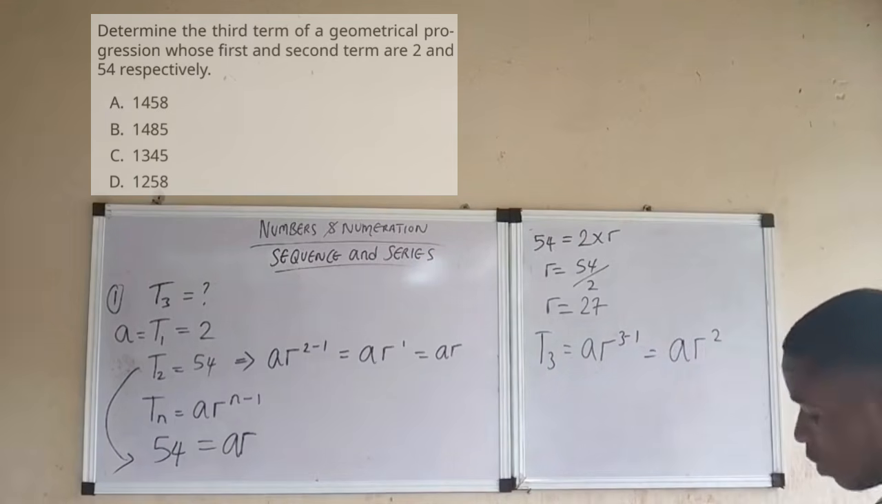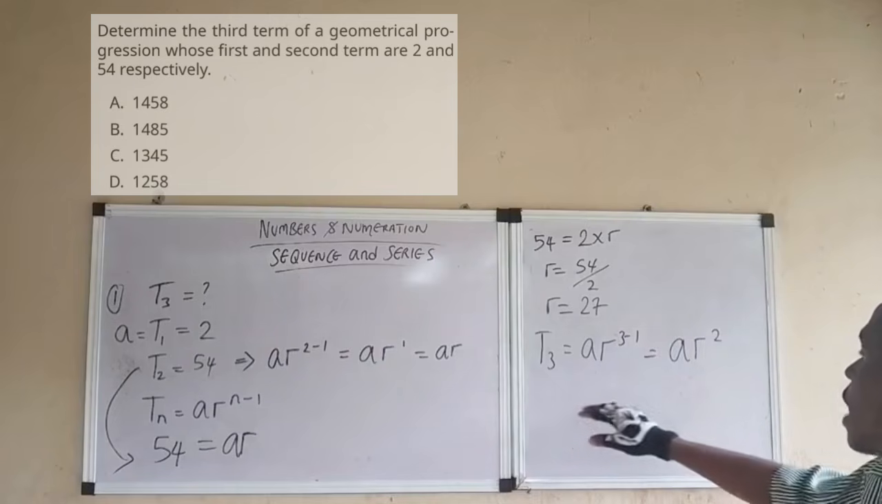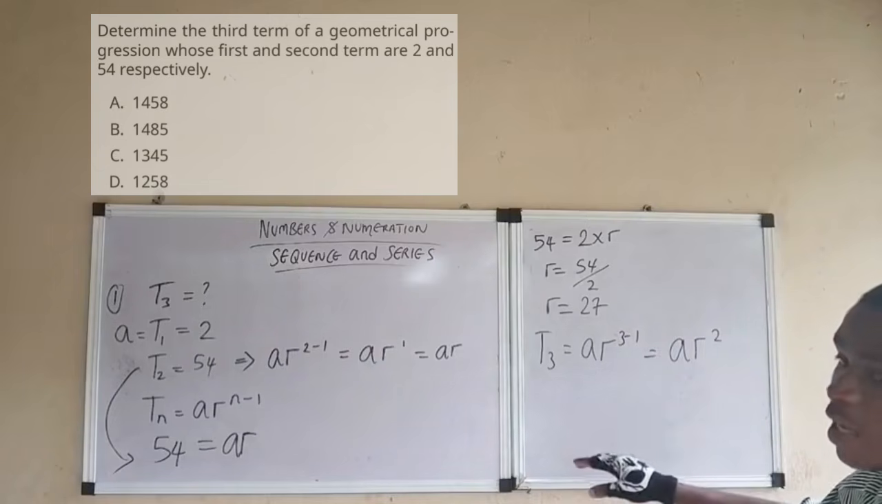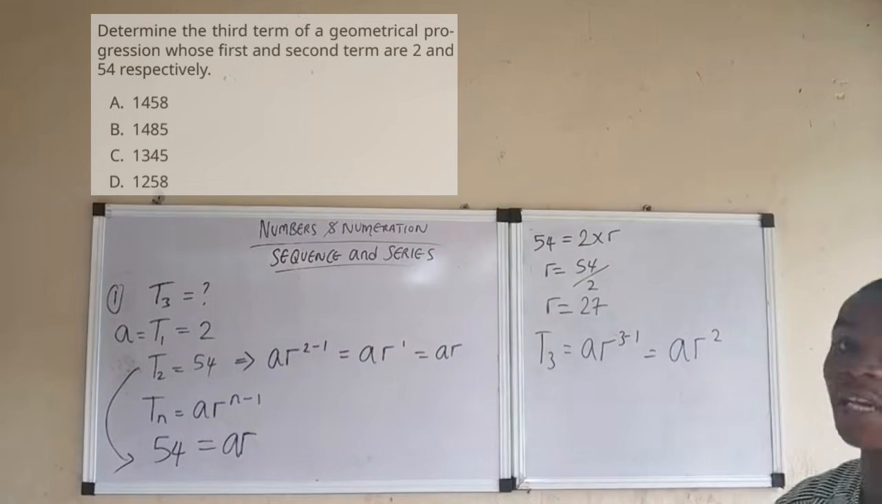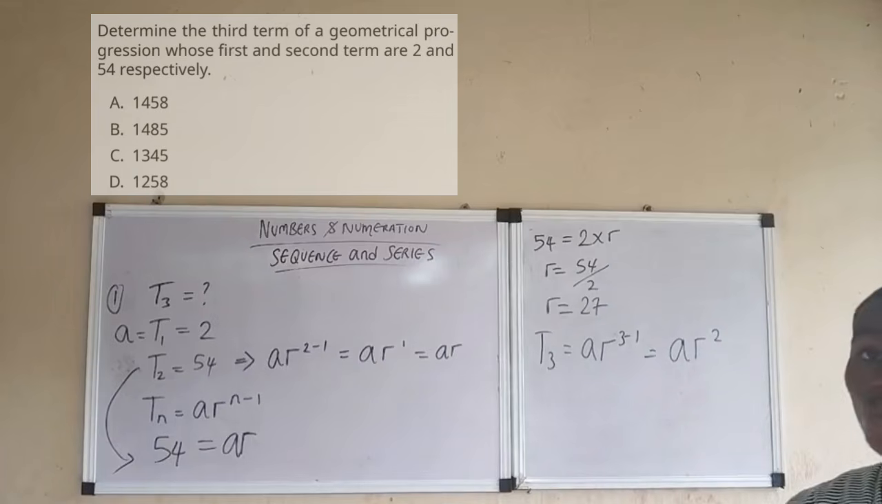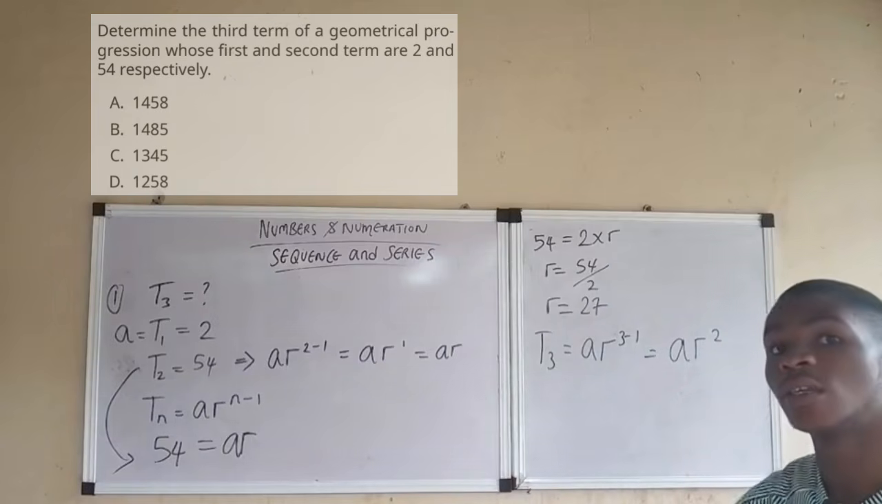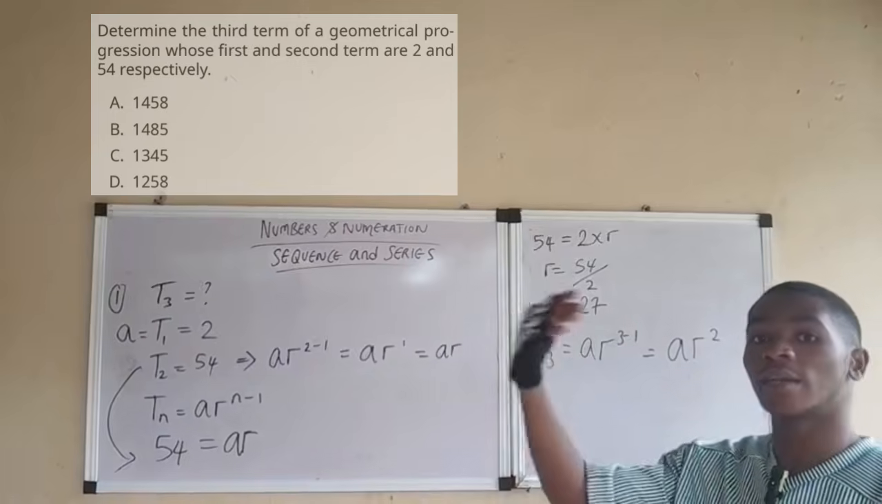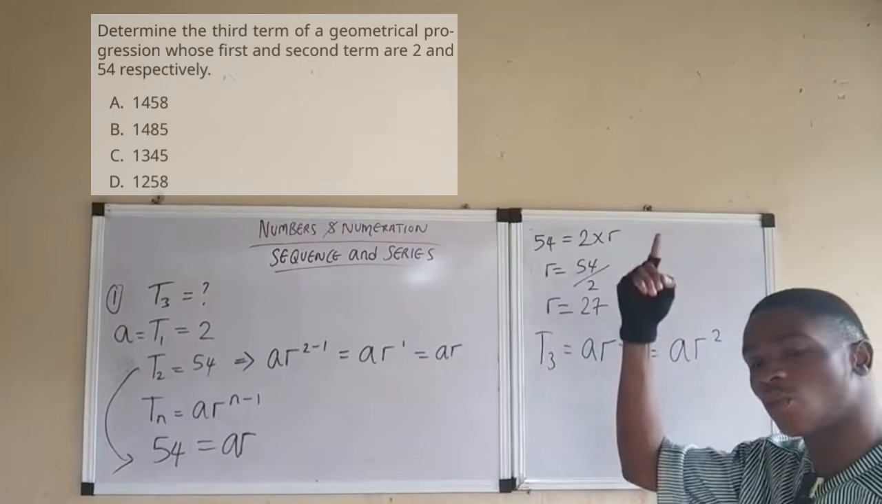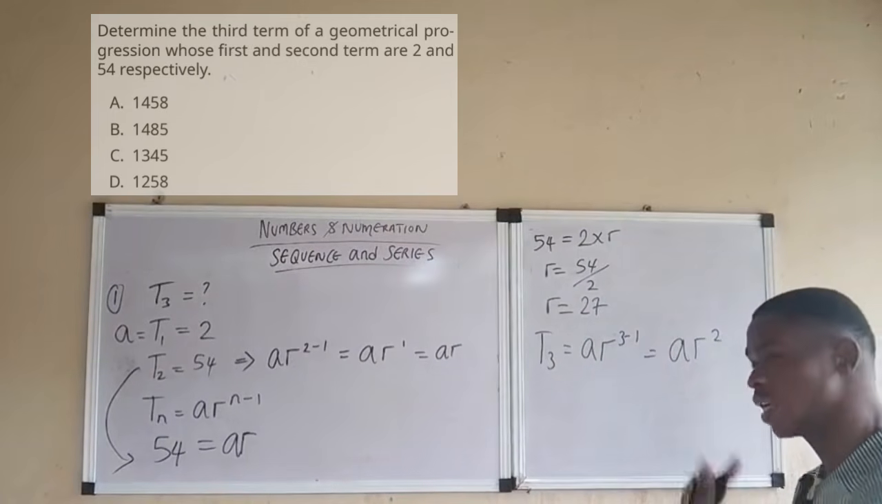Do you understand? So if, for example, you have to find T5, T5 will be AR raised to power 4. T7 will be AR raised to power 6. T9 will be AR raised to power 8. T10 will be AR raised to power 9. So you are just subtracting 1 from that power. Okay, you get the concept.